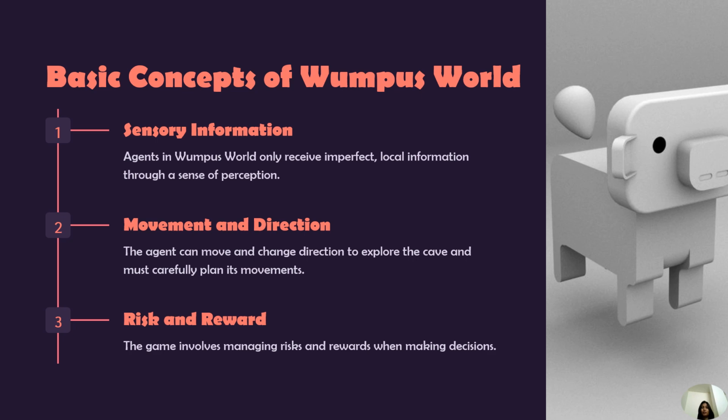Let us talk about basic concepts of Wumpus World. Sensory information. Agents in Wumpus World only receive imperfect logical information through a sense of perception. Movement and direction. The agent can move and change direction to explore the cave and must carefully plan its movements. Risk and reward. The game involves managing risks and rewards when making decisions.